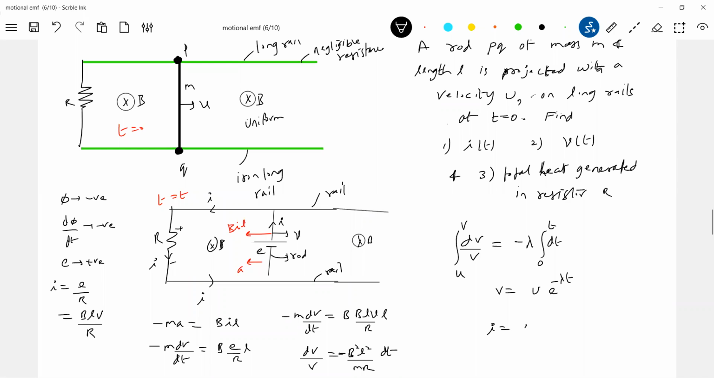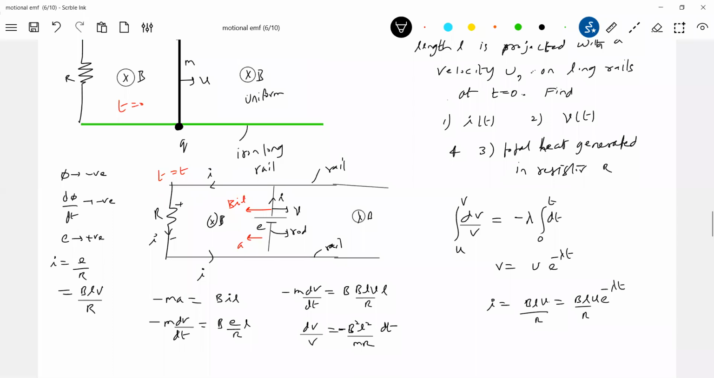We know I is equal to BLV by R. Look at the current. Is it a constant current? No, a variable current. And finally, what happened to the rod? After a long time, at t equal to infinity, the rod will come to rest. Then all the kinetic energy given to the rod is converted into heat available in the resistor. So therefore, the total heat generated in the resistor.